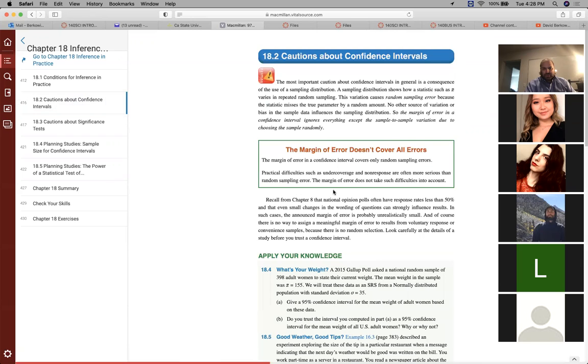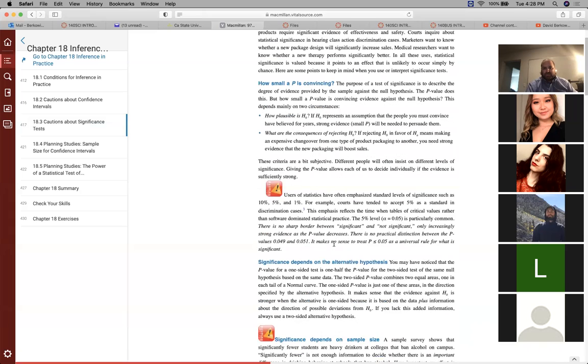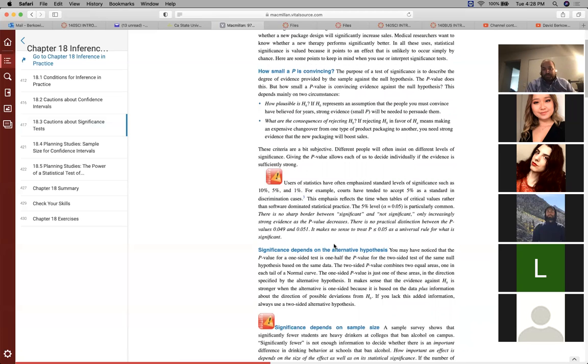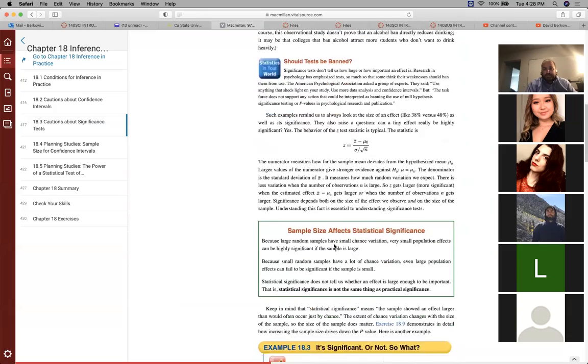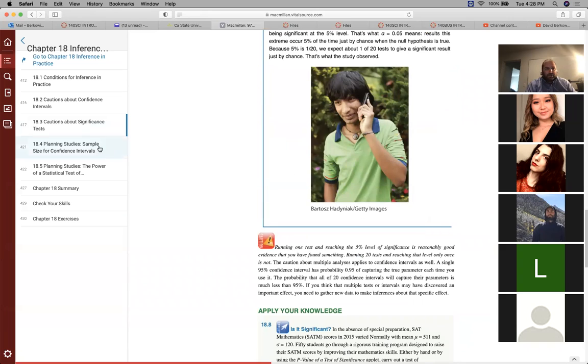We talked about margin of error not covering all error. It only covers the mathematical errors, but it does not cover the more practical errors like undercoverage or non-response. That would usually widen the margin of error. For significance tests, the question is, how small of a p do you really need? 5% is the standard, but is 5% always accurate? Not always. Depends on the scenario.